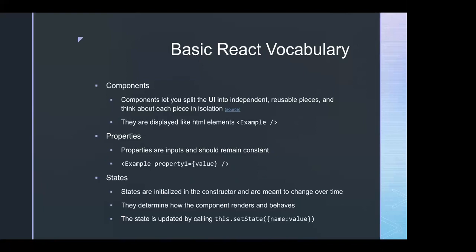Properties are inputs, and they should remain constant. A property should never change, and it's passed in within the components. So example, property1 equals value. States are initialized in the constructor and are meant to change throughout the application. They determine how the component renders and behaves. It's updated by calling this.setState with the name and value. States could be used if you have a text box, you could have the state change every time somebody clicks within it, so it could be constantly updating what's inside that text box.